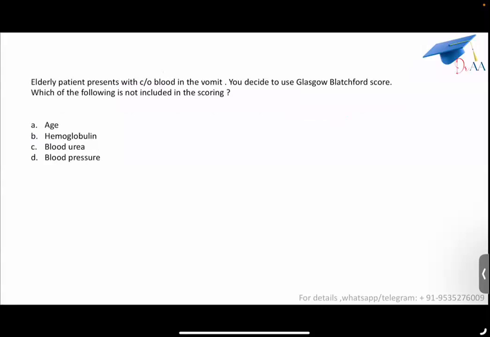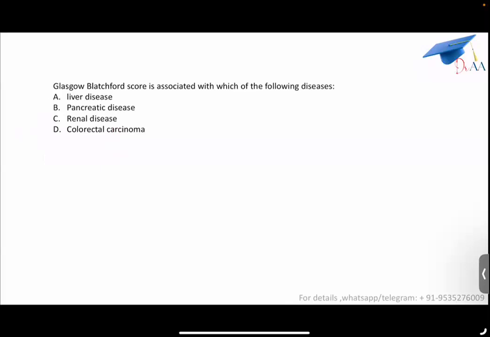Elderly patient presents with complaints of blood in the vomit. You decide to use the Glasgow Blatchford score. Which one of the following is not included in the scoring? Hemoglobin, urea, and blood pressure are included. Age is not included. The Blatchford score is associated with which one of the following? Liver disease is the right one here.